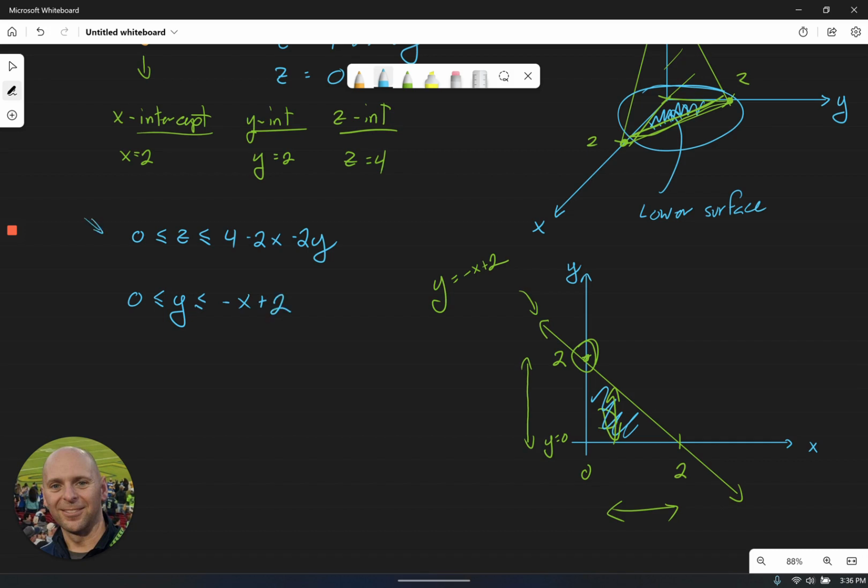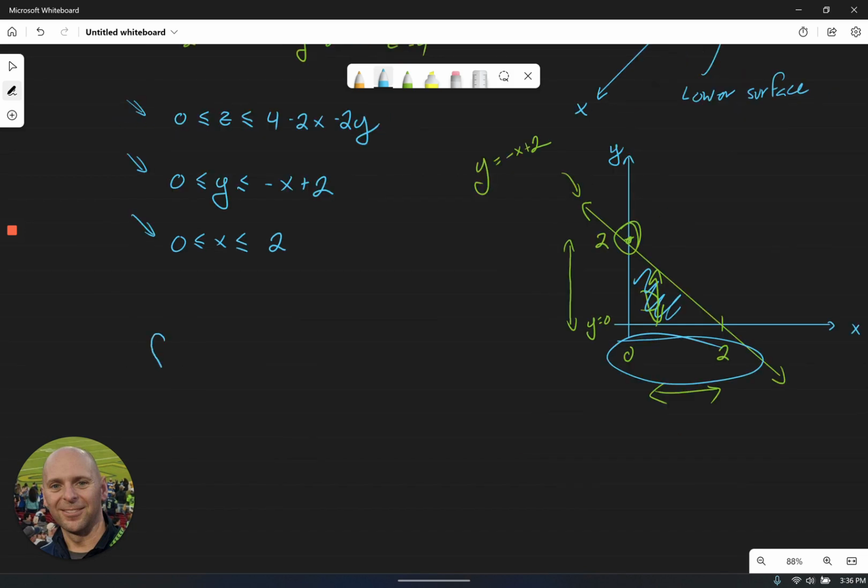So here's our function to function. Now we just need to grab the constant to constant. X is going to go between 0 and 2: 0 less than or equal to x, less than or equal to 2. And there you have it. All three of our limits are set, and we can set up our triple integral.